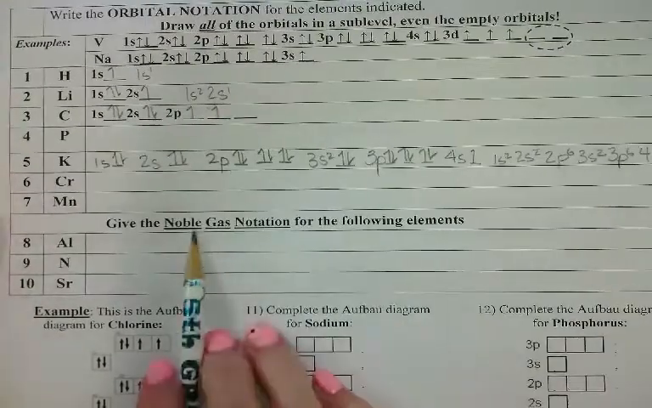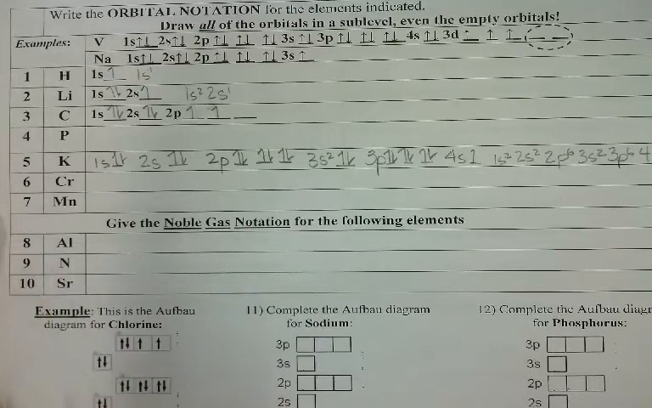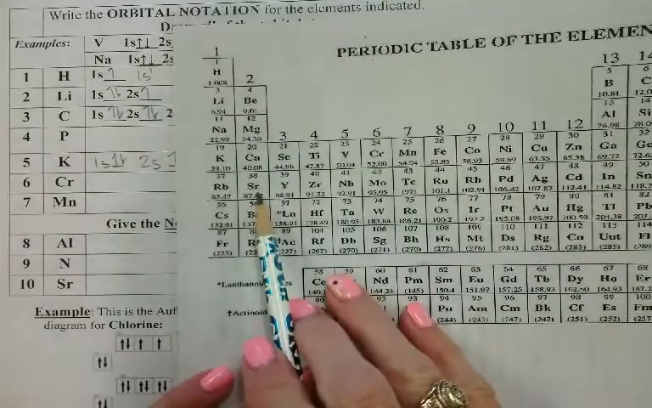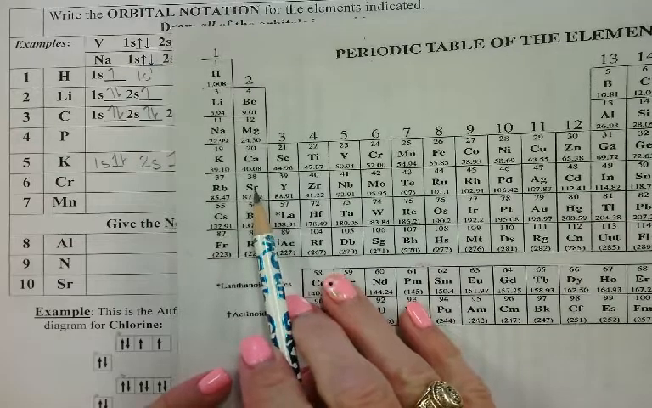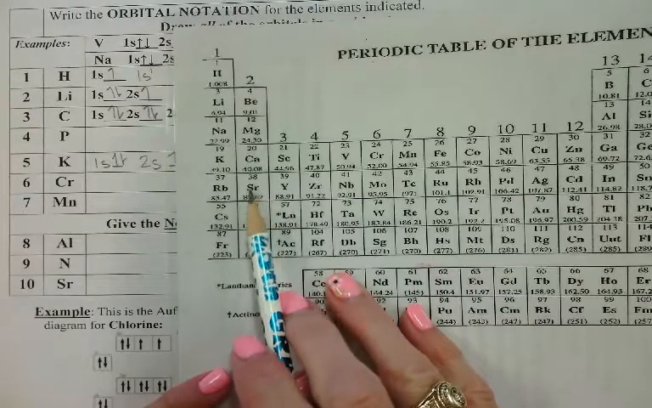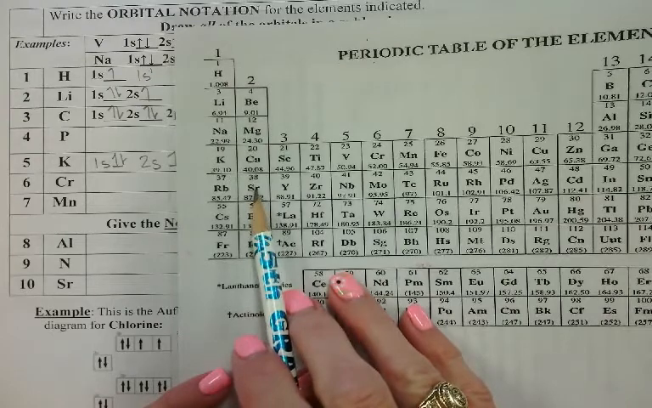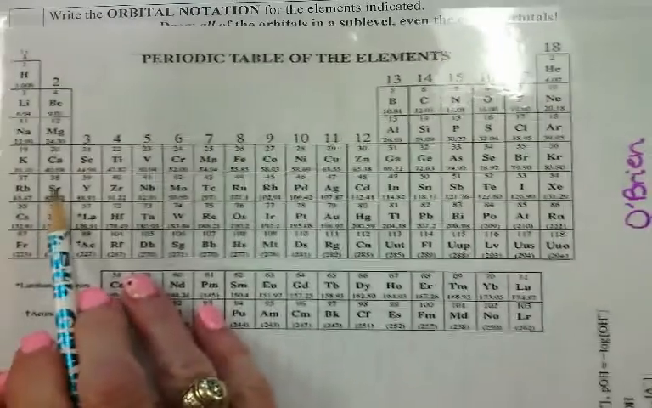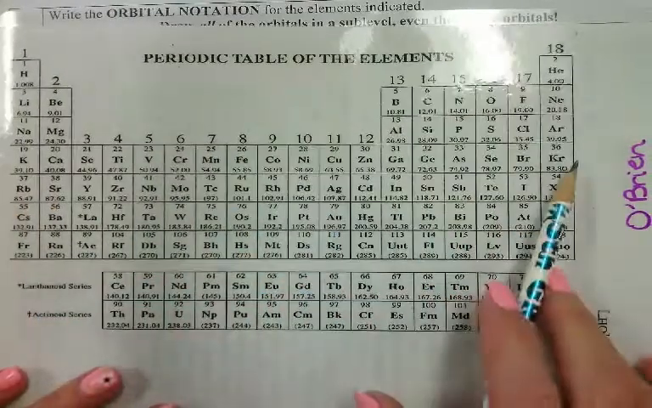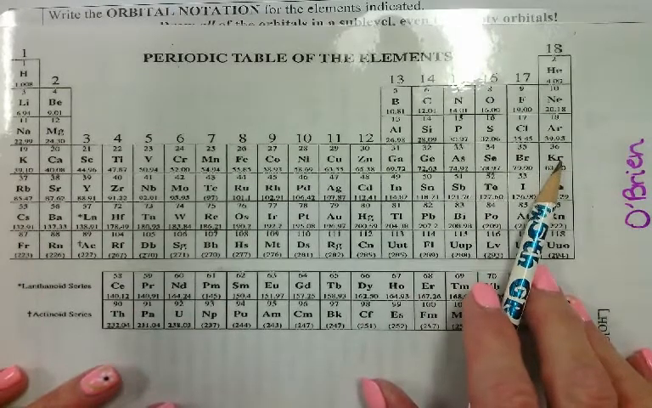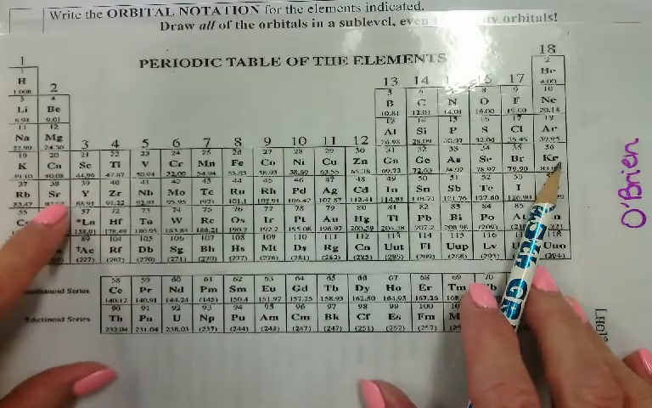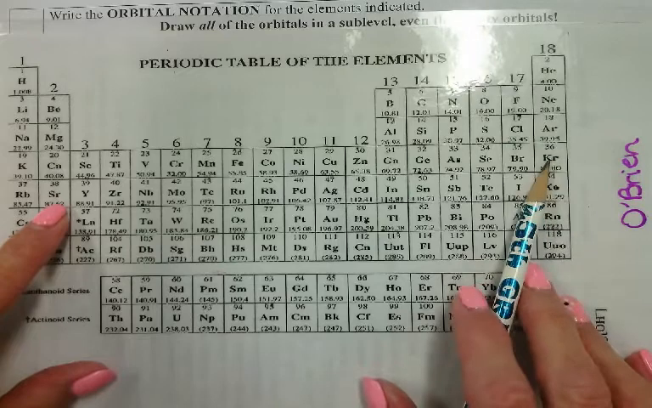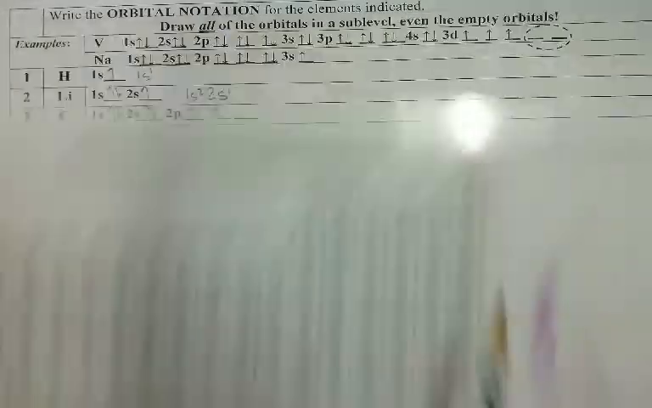Okay, noble gas notation for these elements, how about I just do strontium because that's a longer one. Okay, so there's strontium. It's actually not a longer one because it's a noble gas notation. In order to do the noble gas notation for strontium, remember what you do. You go back to the last noble gas that was filled just before your element. So strontium is here. The last noble gas that was filled was krypton.